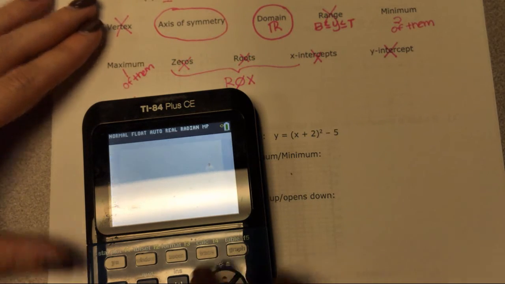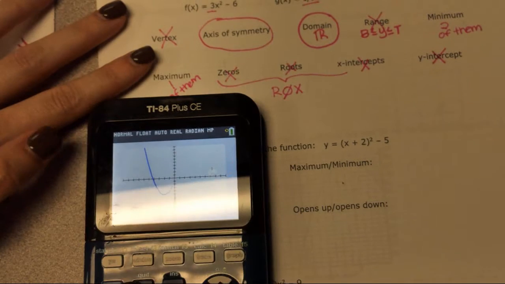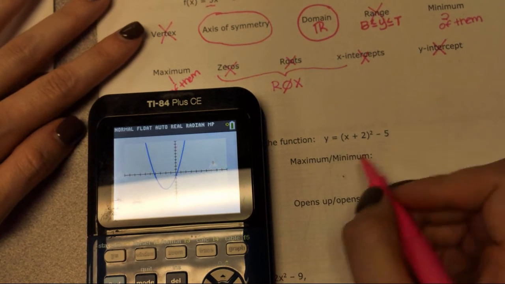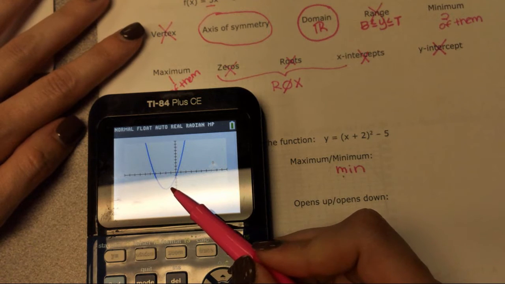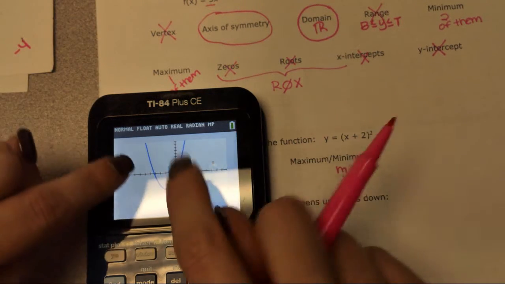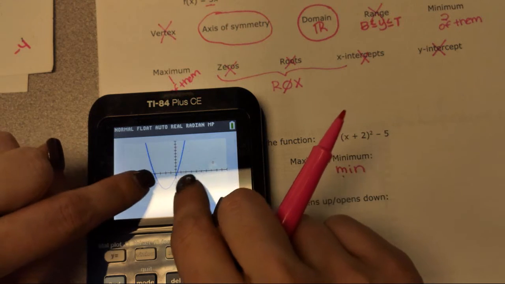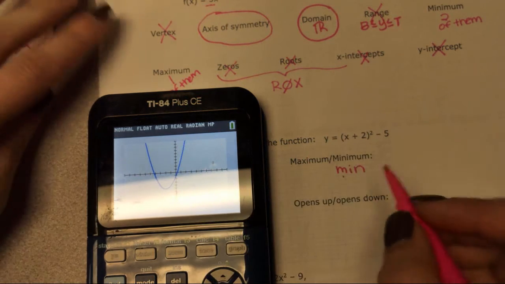If I go and look at my graph, I can easily see that that is a minimum. It is a minimum because it's the lowest point. It's opening up. Which way are the arrows pointing if I was to draw arrows on them? It's opening up.